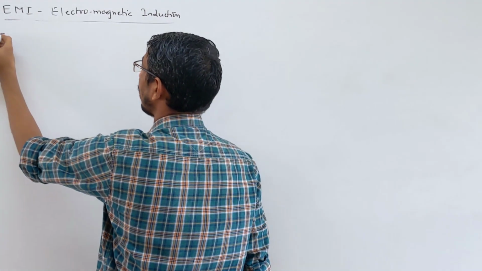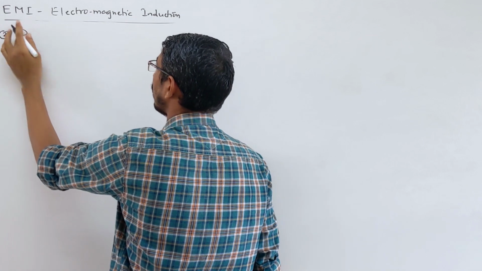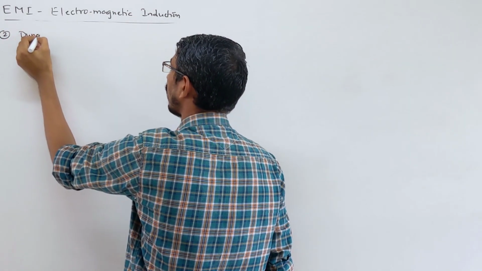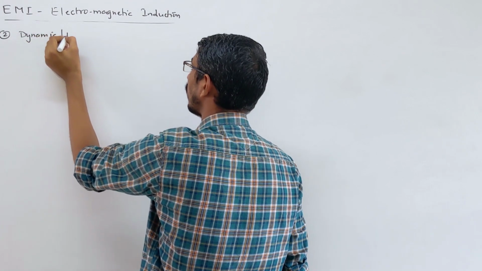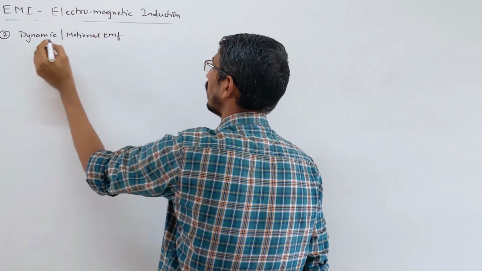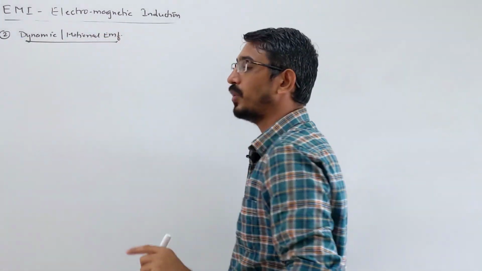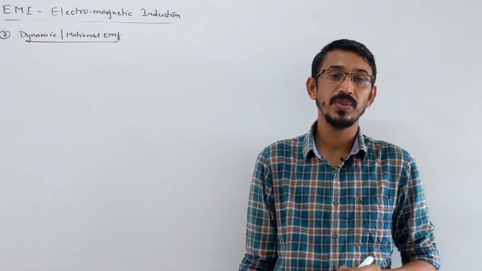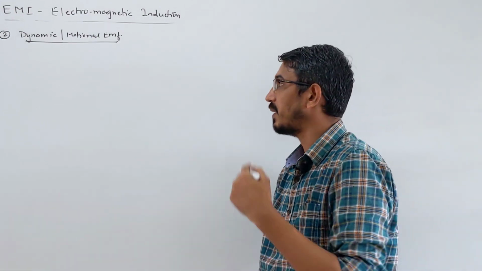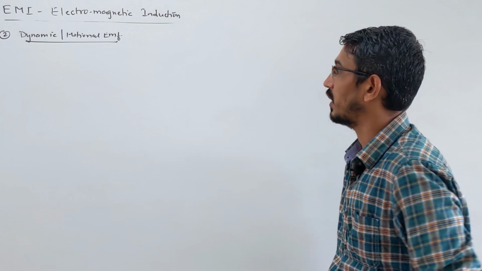The second type of EMF we are learning, we can call it dynamic, or you can also call it motional EMF. Due to the motion of a conductor, some EMF is induced when you move your conductor inside a magnetic field. That type of EMF is called motional EMF.